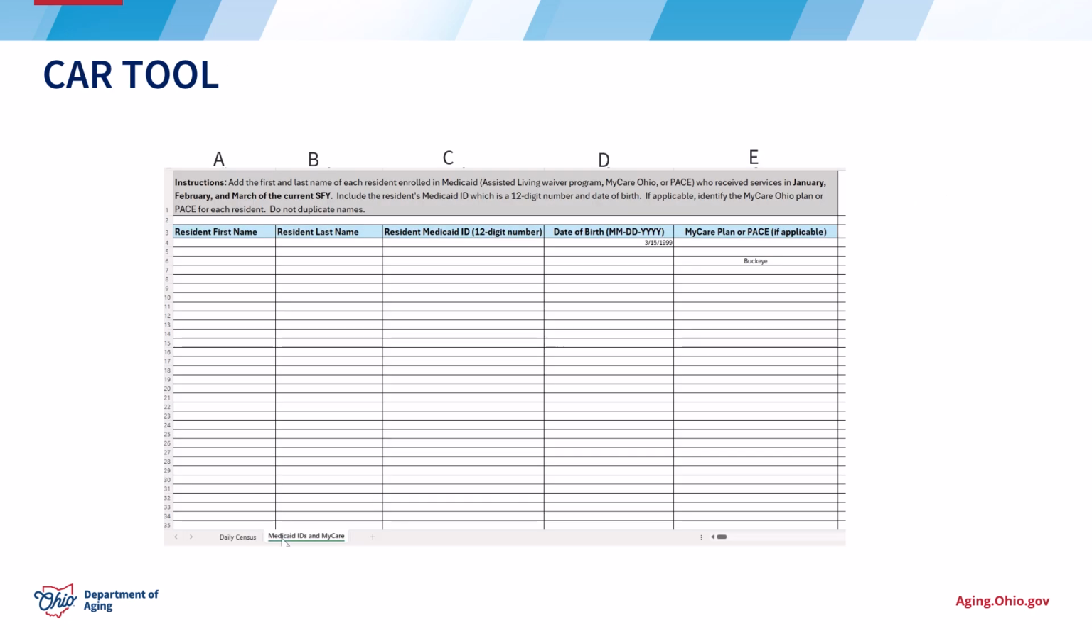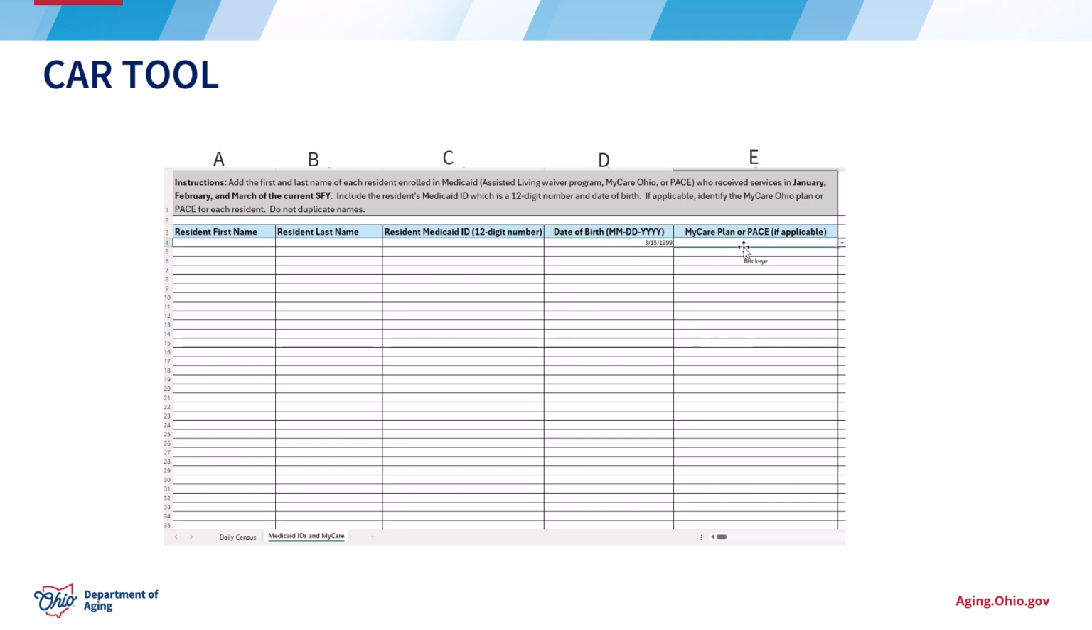The second tab on the CAR tool is the Medicaid IDs and MyCare. This tab must be complete, and we will be reviewing that for completeness when it is submitted to bill for the critical access rate. You will need the resident's first name, their last name, their Medicaid ID, and the CAR tool will only allow you to use 12 digits. So if you have fewer than 12 digits, or if you have more than 12 digits, you will receive an error message. Additionally, the date of birth, we will require this specific format to be reflected here in the document. If it's not, you will receive an error message.